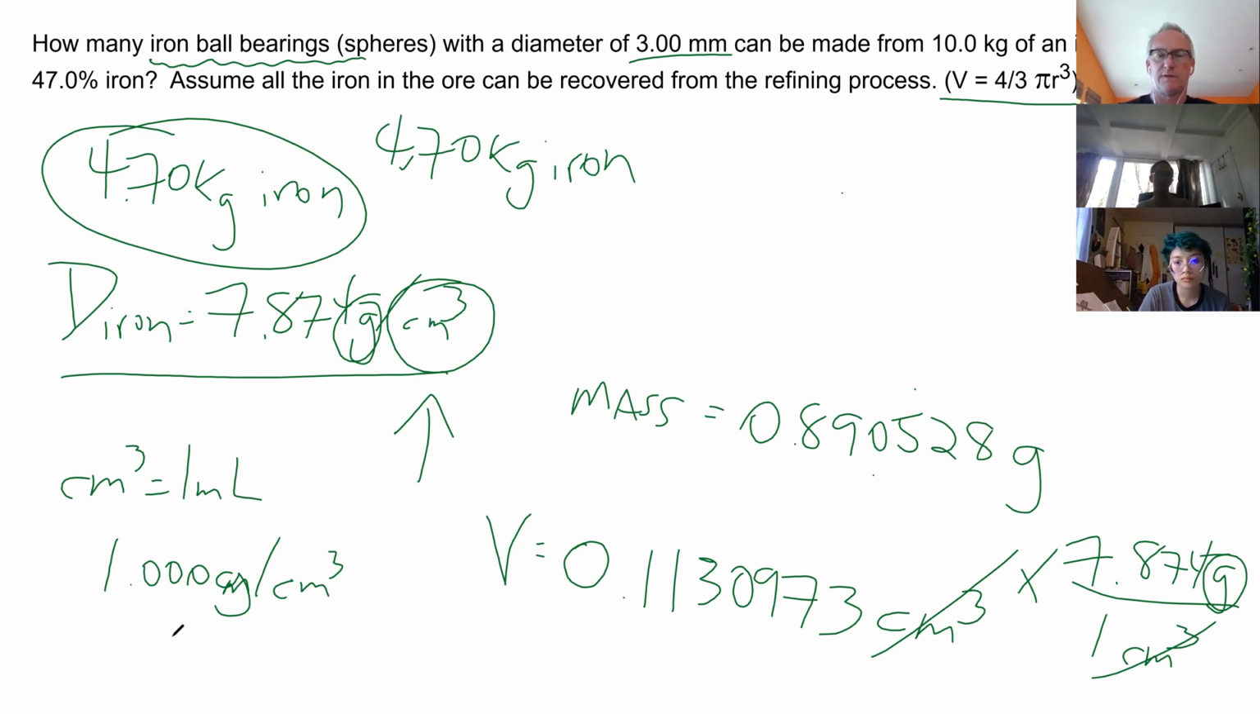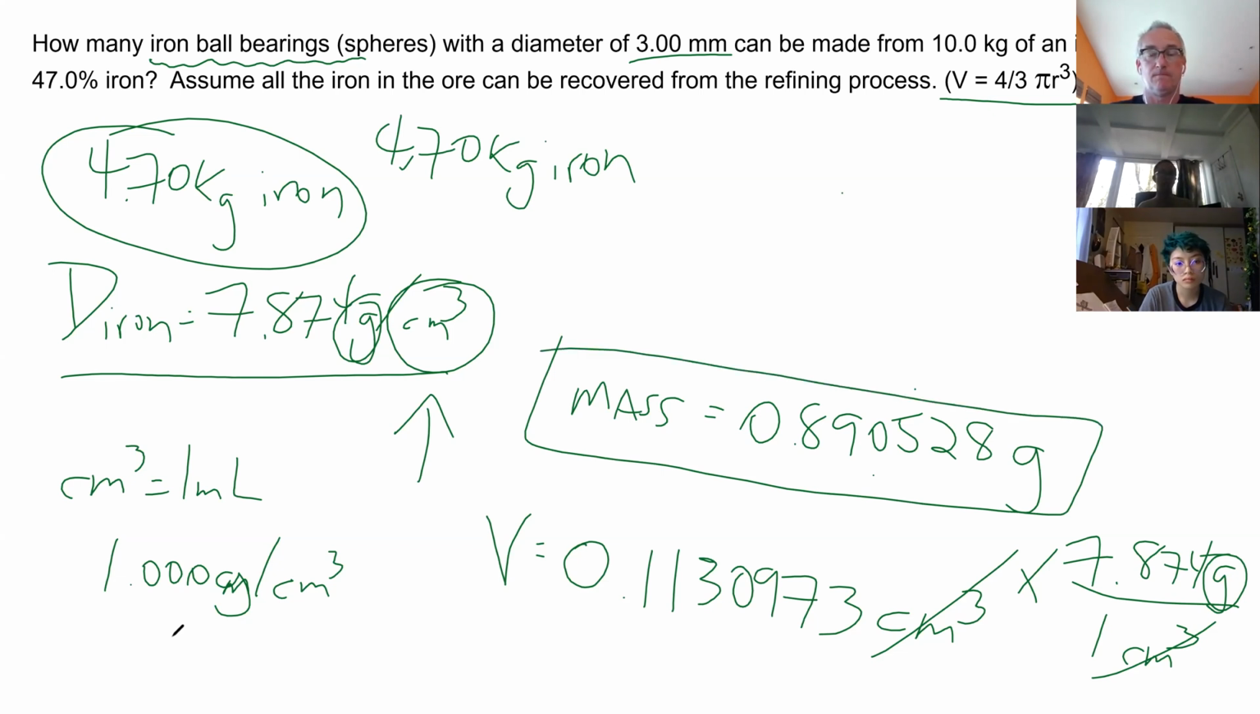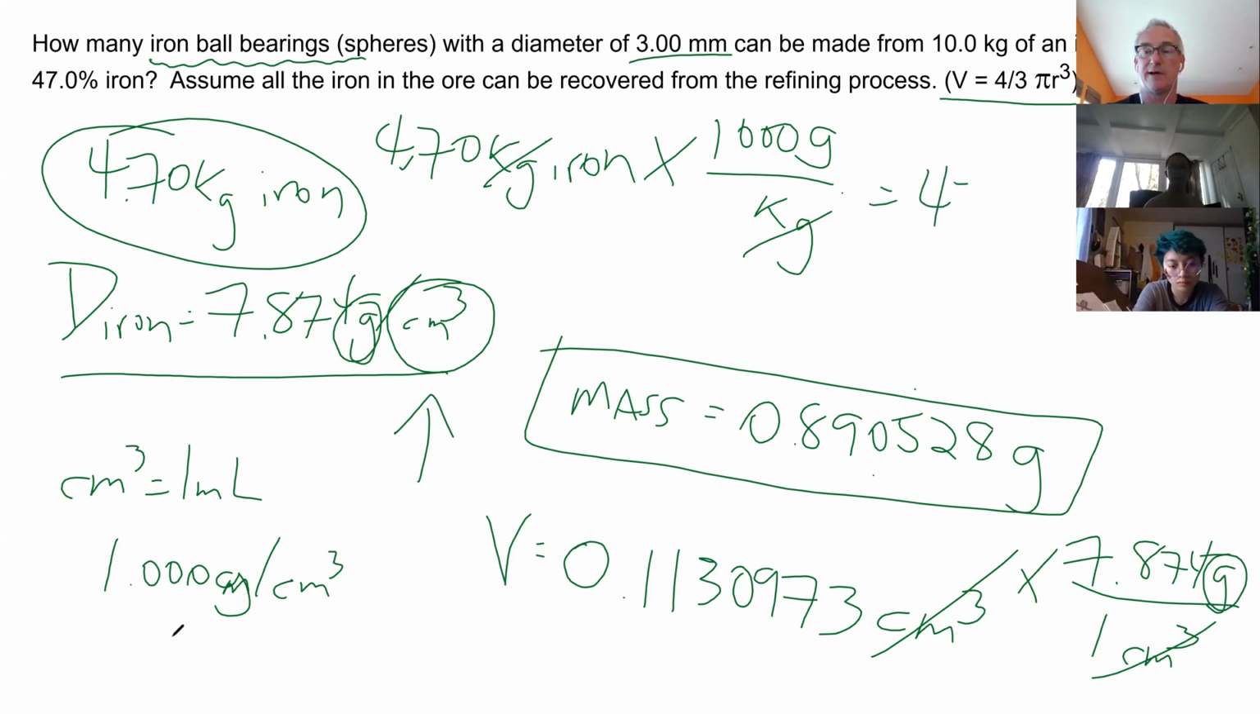Convert it to grams first. Convert 4.70 kilograms to grams. Okay, first, let's do that. So I want to convert that. I'm going to put kilograms on the bottom because I want to get rid of kilograms, and I want grams left at the top. So how many grams in a kilogram? 1,000. That's right. So I know I've got the right unit because my kilograms cancel. I'm left with grams. So I have 4,700 grams.